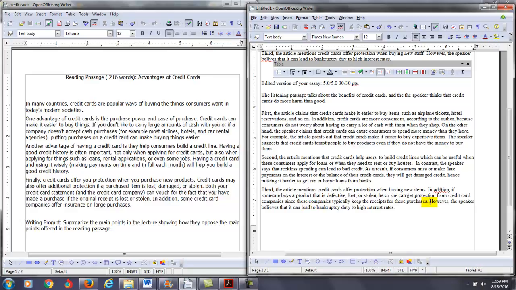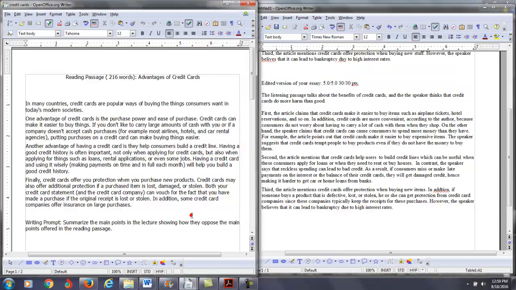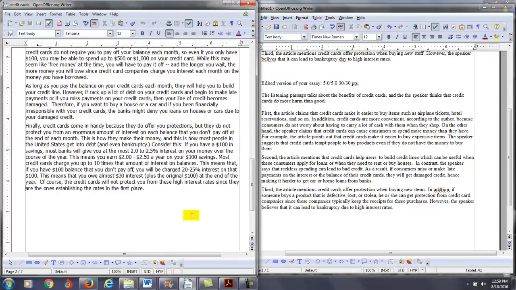She said, however, the speaker believes that it can lead to bankruptcy due to high interest rates. Okay, let's just double check that one. I like that you didn't say too much about this, but the one thing you didn't say is that it can lead to bankruptcy.